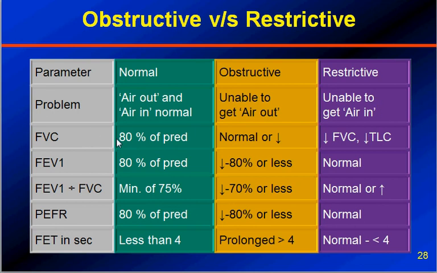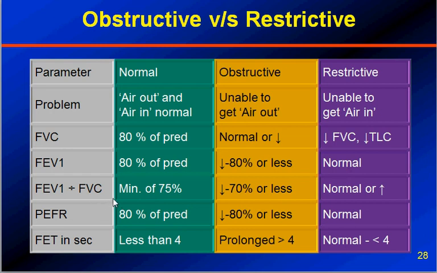The forced vital capacity is at least 80% or more in normal individuals. It may be normal or decreased in obstructive lung disease. It is usually decreased in restrictive lung disease, and total lung capacity also is decreased. Whereas FEV1, forced expiratory volume in the first second, in normal lungs is more than 80% of predicted. In obstructive lung disease, it is less than 80% or even less. Whereas in restrictive disease, the FEV1 is normal because there is no outflow obstruction.